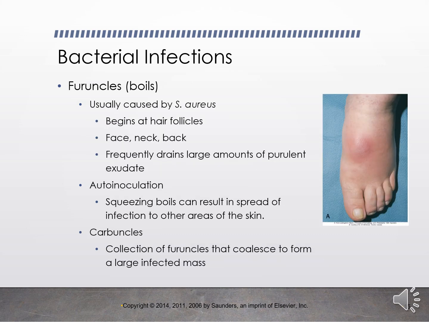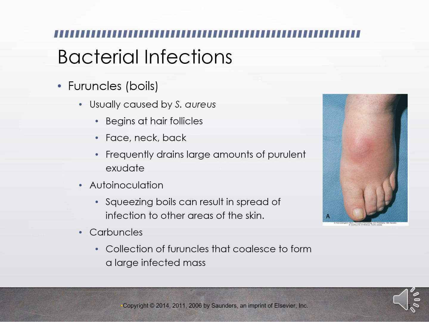Then we have furuncles, or boils. These are usually caused by Staphylococcus aureus again. They begin at the hair follicle and they spread into the surrounding dermis. This is common in the face, neck, and back. Initially the lesion is firm, red, and painful. It's a nodule that develops into a painful mass that we call an abscess, and there's usually a large amount of purulent exudate here. Squeezing them can result in the spread of infection by autoinoculation.